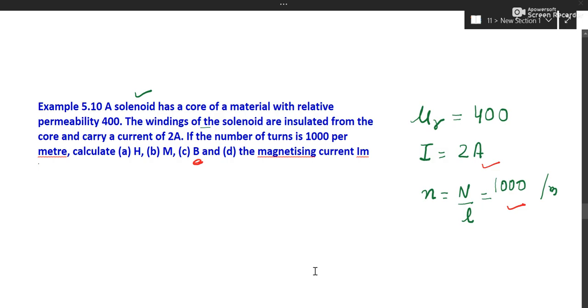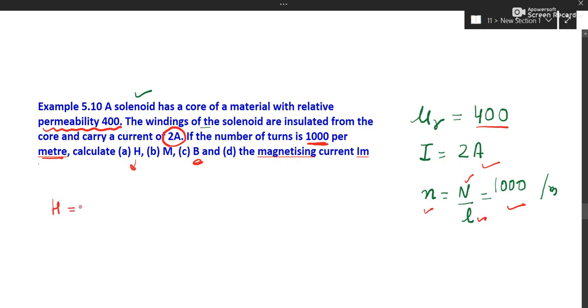So let us see this question. This is relative magnetic permeability. I have noted down. This is current and this is number of turns per meter, that is small n, number of turns per unit length. We'll have to find out H.